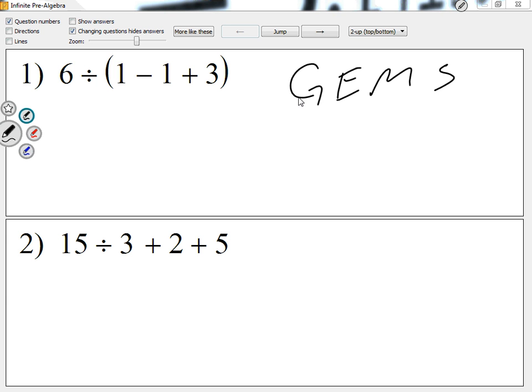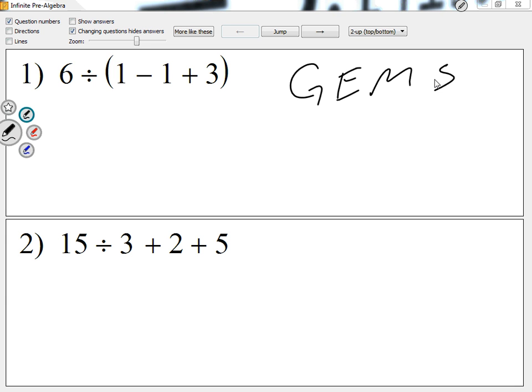Groups. After we do the groups, we do the exponents. After that we do multiplication, division, and then we do subtraction and addition. But we have to be careful, because there's more than one. Like in multiplication, there's more than one, or addition, there's more than one. Go from left to right.